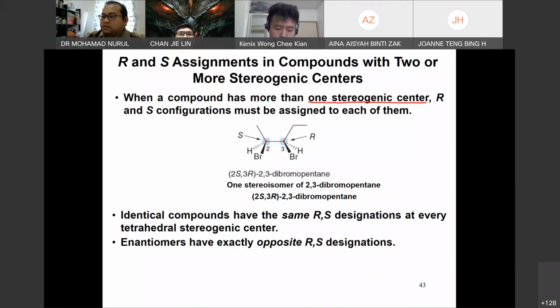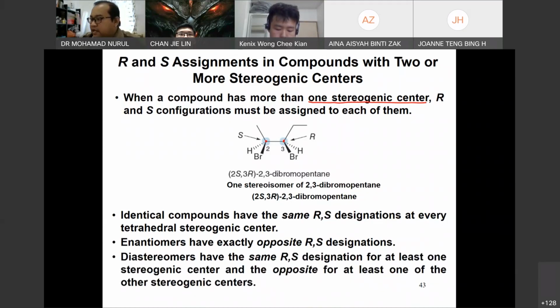So diastereomers have the same R and S designation for at least 1 stereogenic center and the opposite for at least one other stereogenic center. This is the real definition of enantiomers and diastereomers. But we will do more exercises after this to make sure you don't just memorize the definitions. We have a few examples after this.